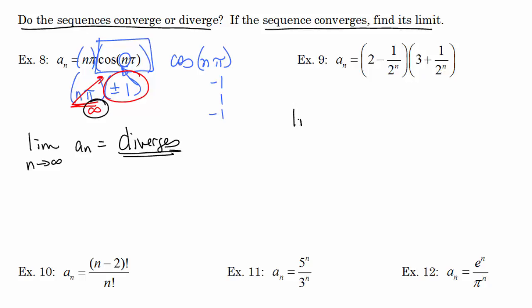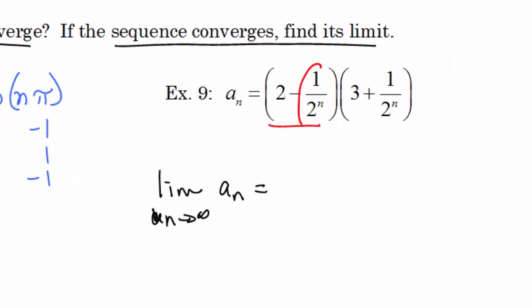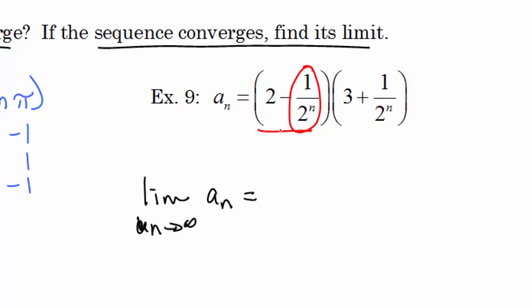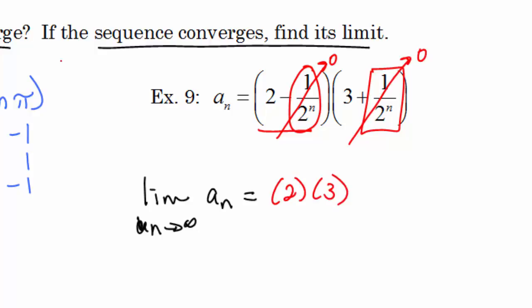What about this one? The limit as n approaches infinity. Well, what happens to this fraction as n gets really large? It goes to 0. What about here? It goes to 0. So really, I have 2 times 3, which is 6. So we would say it converges to 6. Yes, that's all there is to it.